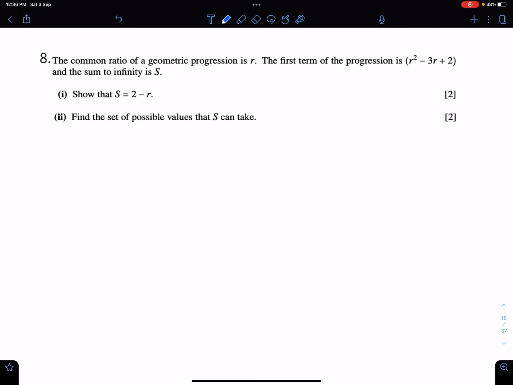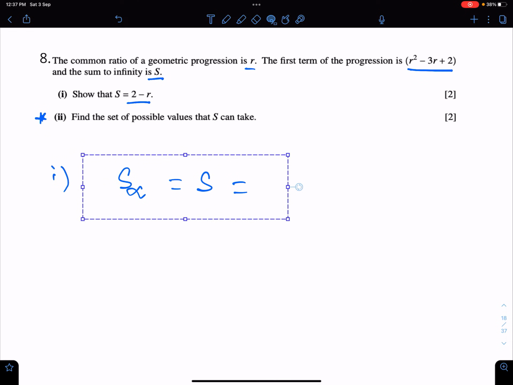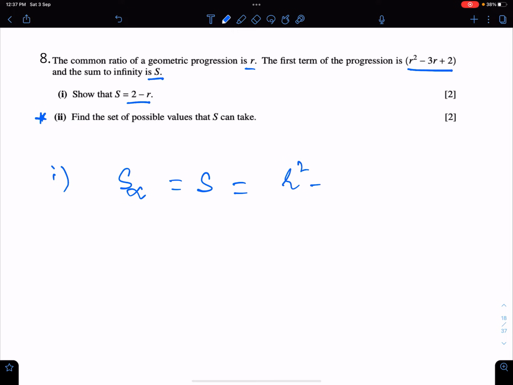This part is very important. 8. The common ratio of a GP is r. The first term is this, and the sum to infinity is S. Show that S is 2 minus r. So this is very simple. S infinity is denoted by S, and the formula of S infinity is a upon 1 minus r.